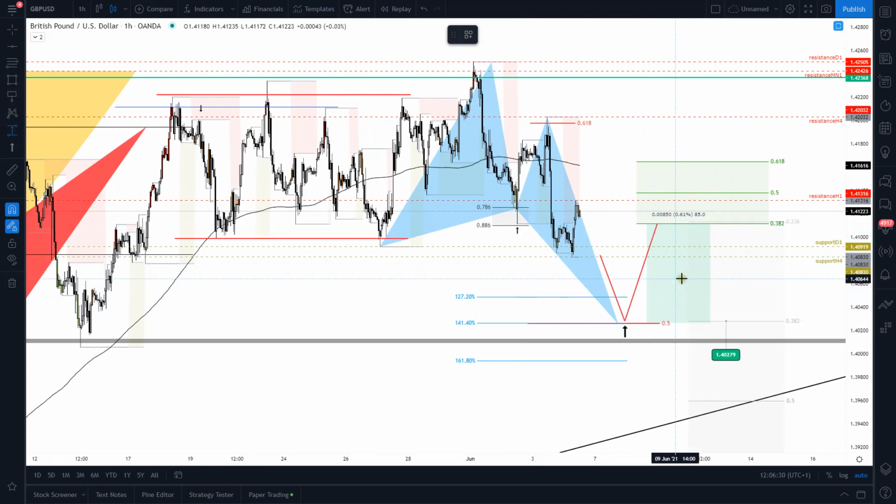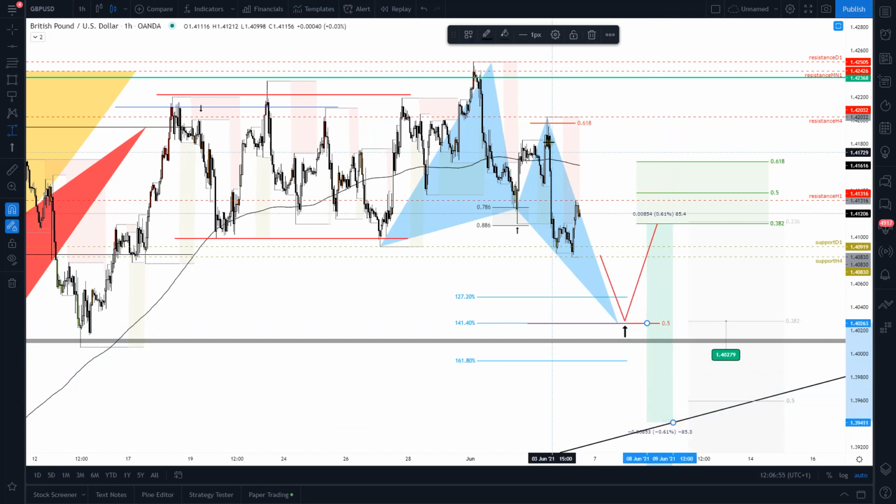So we can measure that expectation. So we assume this as our first target, so that corresponds to 85 points. And as I used to say, I don't enter the market to lose more than what I expect to win. That being said, the maximum risk that we can use for this trade is the same as our reward.